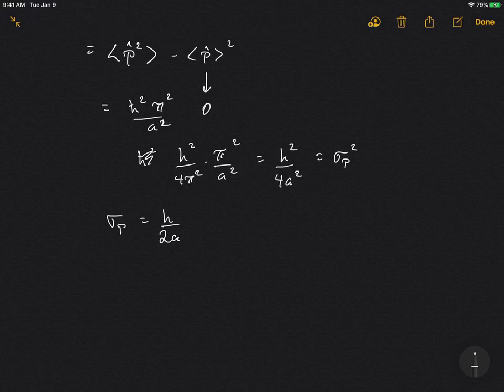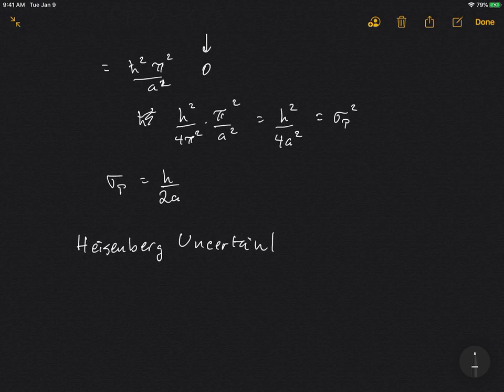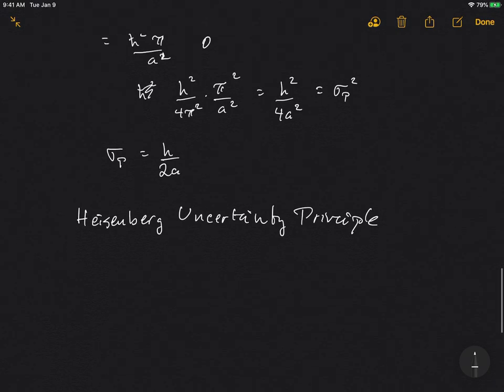Okay, then what else can we do? We can look at the Heisenberg uncertainty principle and see if indeed our results are in agreement with this Heisenberg uncertainty principle for this system. So let's take a look at that.